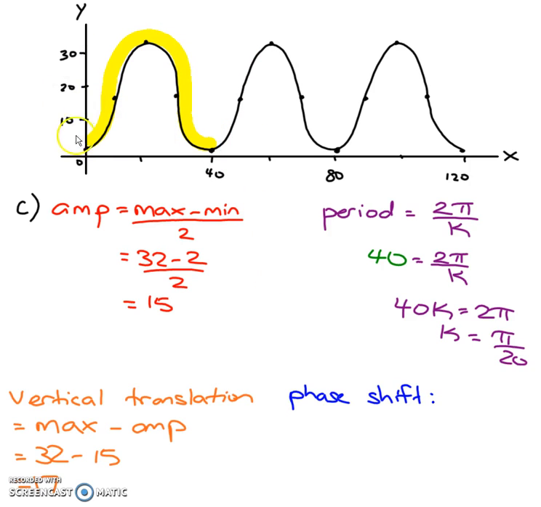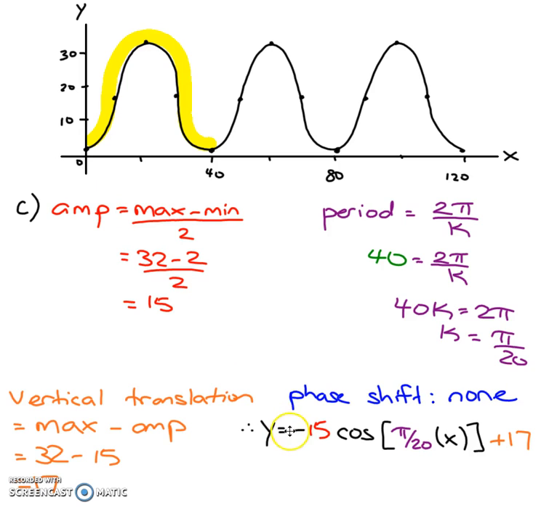But since the beginning is still on the y-axis, there is no phase shift, okay? It hasn't moved side to side. So if I put all those things together, it is a negative cos because it's flipped upside down. You have your amplitude, you got your k value in here, and then we're just going to put our x with no blue part, no phase shift, and it's going to go up 17. Okay, so a cos graph is easy to figure out.